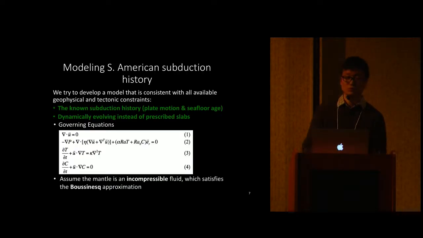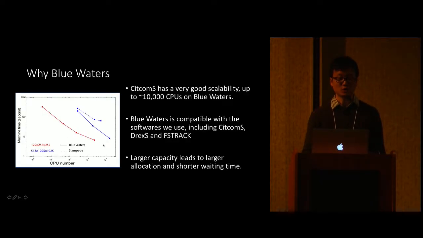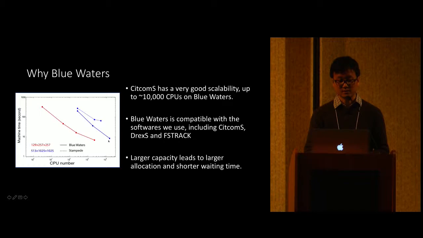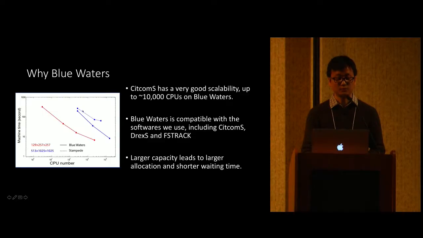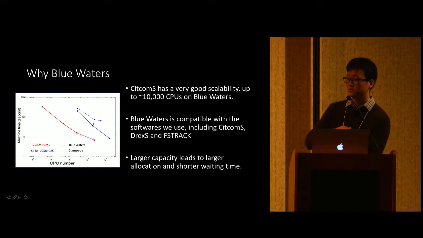So we use Blue Waters to do the simulation. Why do we use Blue Waters? That's because the major code, CitcomS, that we use has very good scalability on Blue Waters. And look at this chart. The solid lines are the scalability test on Blue Waters, and the dashed line is on Stampede. As you can see, our code can scale up to more than 10,000 CPUs. But on Stampede, if you use more CPUs, the scalability tends to flatten out.